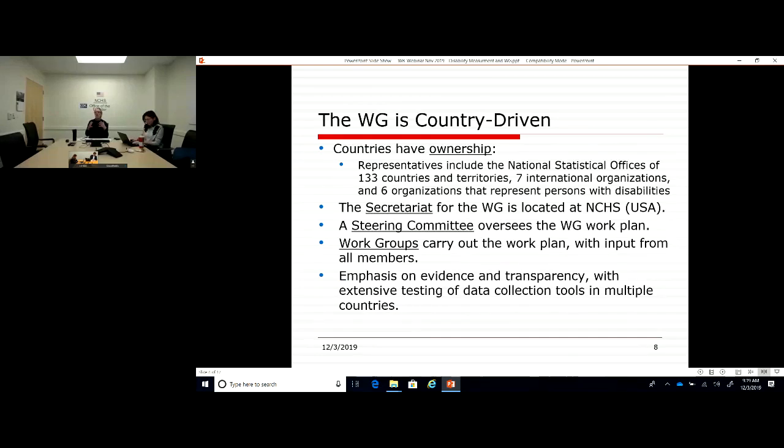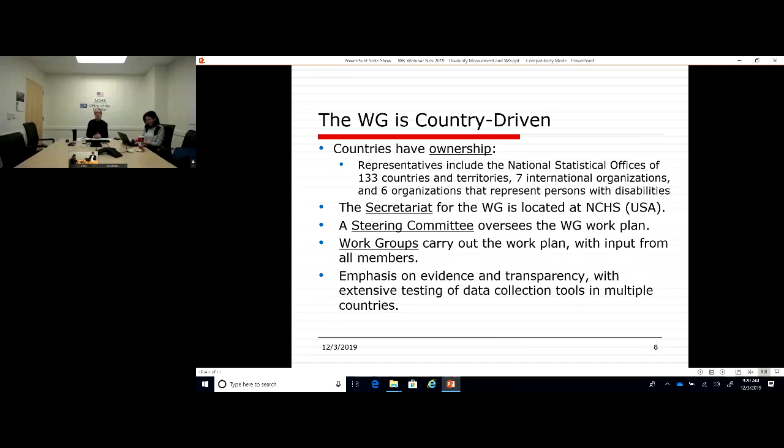So this group, the Washington Group, is owned by countries. National statistical offices are solicited every year for membership in the Washington Group. And currently there are about 133 countries and territories that have identified someone from the statistical office to be a member of the Washington Group. Not all of them are active, not all of them participate in meetings and webinars and email, but these countries have shown interest in the work of the Washington Group. There are also international organizations like the World Bank, WHO, UNICEF, UNSD, and others, as well as organizations that represent persons with disabilities.